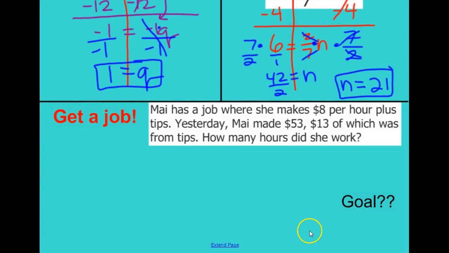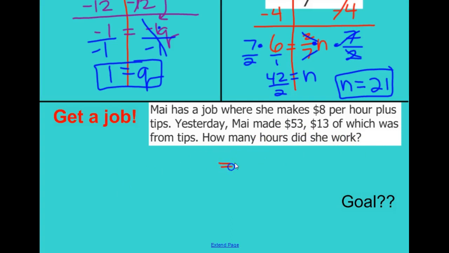Alright, this next one we need to set up the equation. It says, Mai has a job where she makes $8 per hour plus tips. Yesterday, Mai made $53, $13 of which was from tips. How many hours did she work? So let's set up an equation.